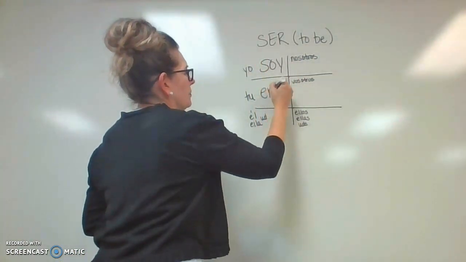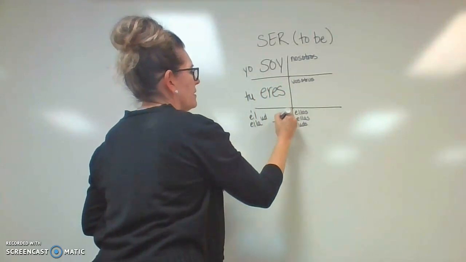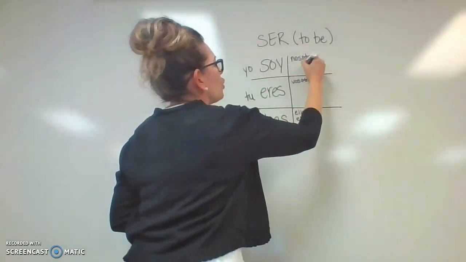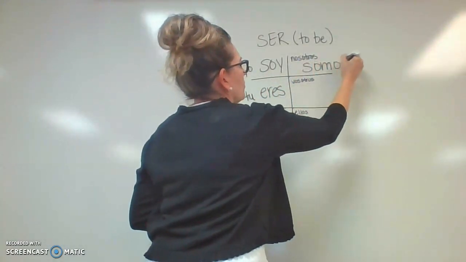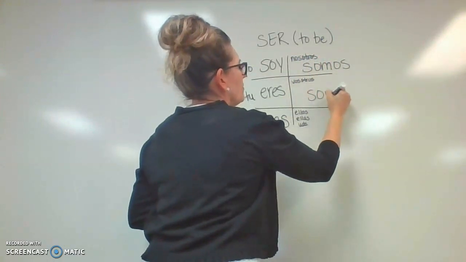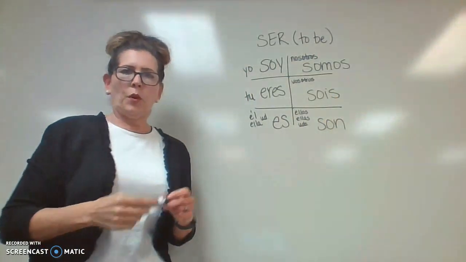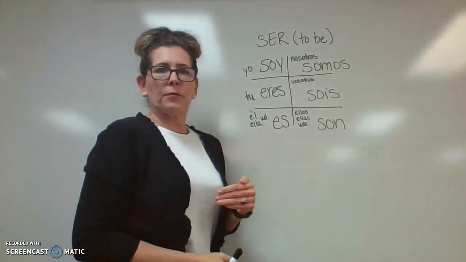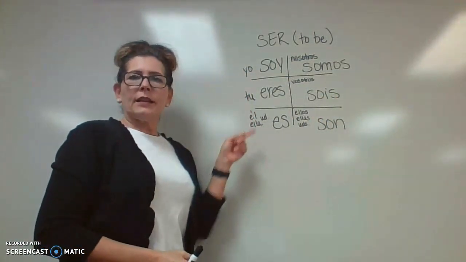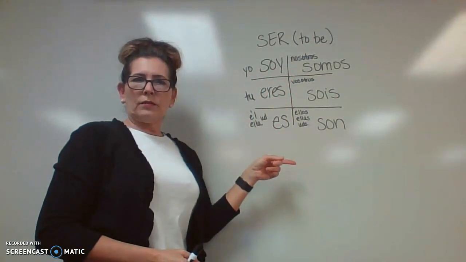Eres. Es. Somos. Sois. And son. Okay? That's how you conjugate the verb ser. Soy, eres, es, somos, sois, and son.